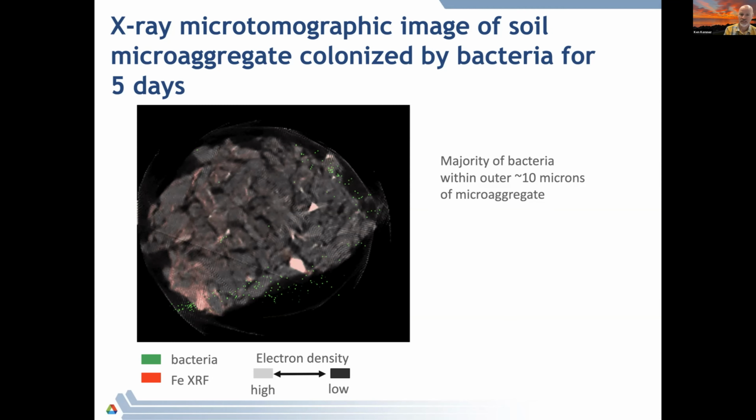The red or pink colors are giving us intensity of iron X-ray fluorescence in there. And what you can see is that the majority of the microorganisms, after about 5 days, colonized and started biofilm formation on the outside surface of this soil aggregate. There were a few locations, as you can see, where a few cells had penetrated into the aggregate after 5 days, but not very many relative to what's on the outside. So getting into these micropores was not very easy in the first 5 days.